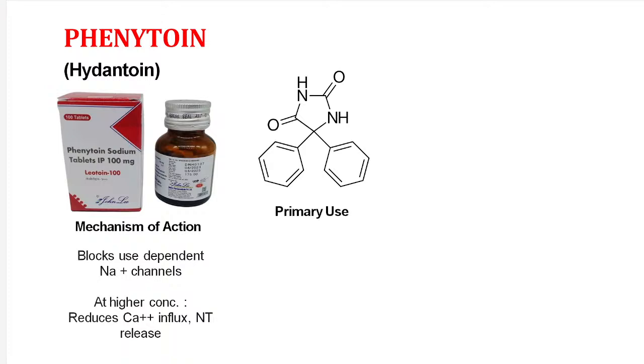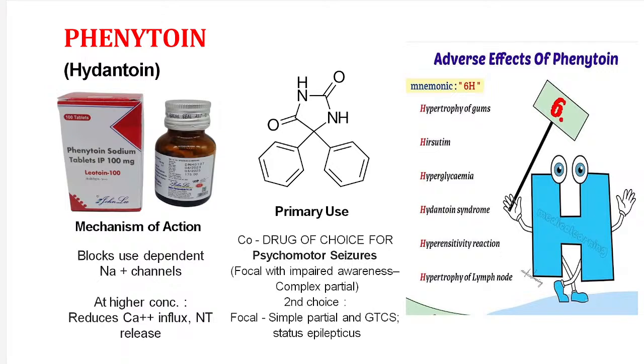Primary use right now, phenytoin is a co-drug of choice for what we call focal seizures with impaired awareness, also called complex partial seizures. Sometimes because of the manifestations, they are also called psychomotor seizures. Okay? So this is specifically useful for focal seizures with impaired awareness. It can also be used for simple partial, which means focal seizures with preserved awareness, as well as generalized tonic-clonic seizures, and it does find important use in status epilepticus.